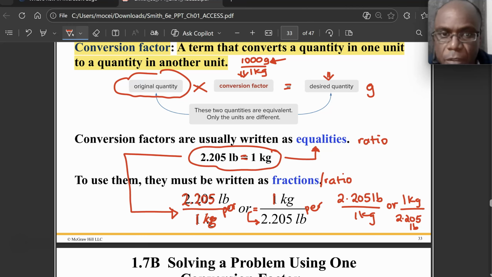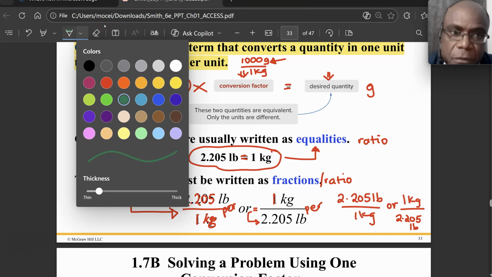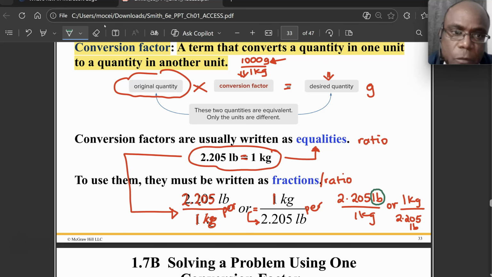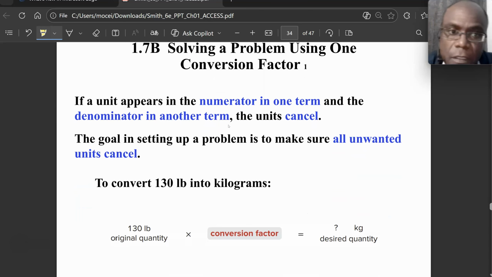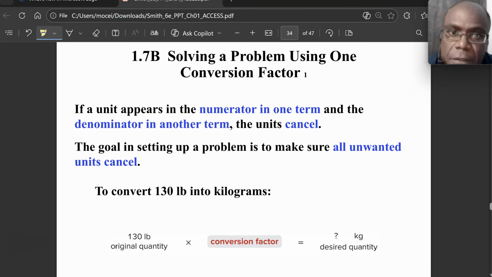Depending on where you're going, the way to know which of these you're going to use is where you want to end up. So if you're converting eventually to lbs, then this is the ratio you want to use. If eventually you want your answer to be in kg, this is the equality or ratio or fraction that you want to use.